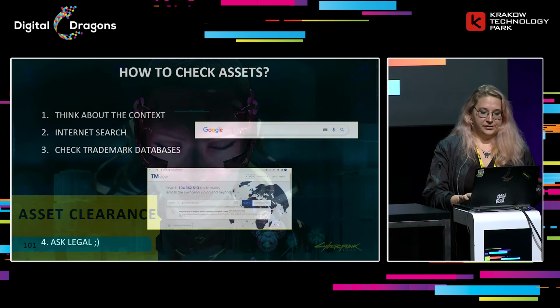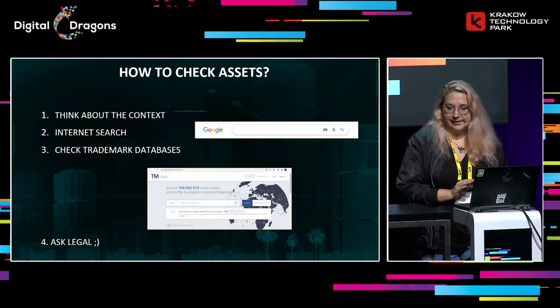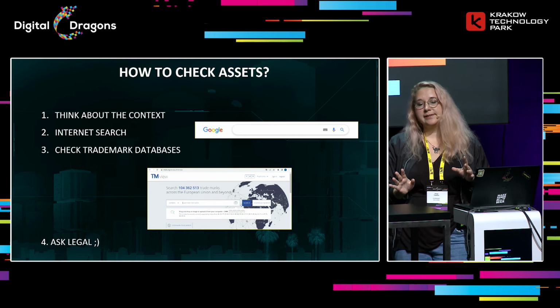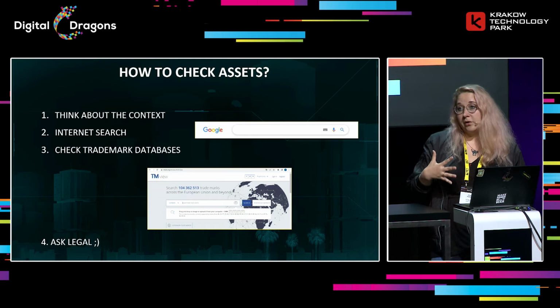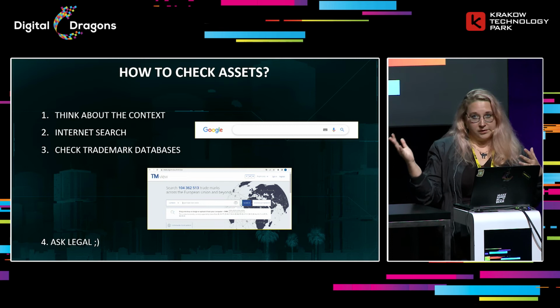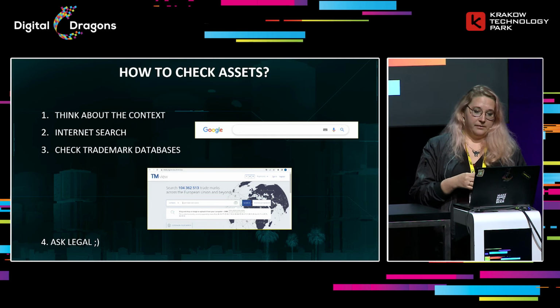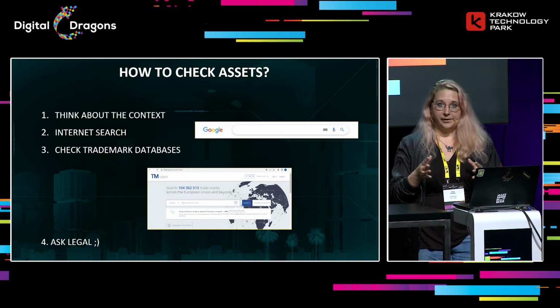So, when it comes to checking your gaming assets, I suggest taking the following steps. First, take a good look at circumstances surrounding your assets and your game. What is the context of your asset usage? How relevant is it really for your game and the whole story, the whole gameplay? As this will help you in assessing whether recreating this particular asset is super important or whether you can resign from it if there are some legal bumps on the way.